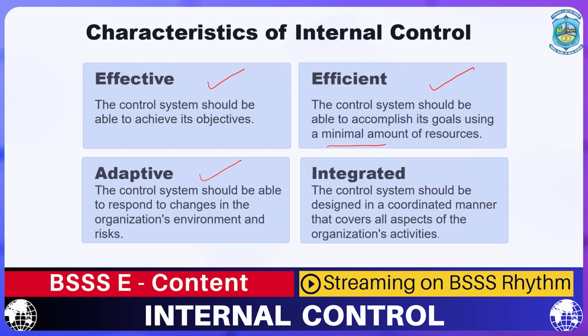Adaptive: the control system should be able to respond to changes in the organization's environment and risk. As we are living in an environment, and the environment is dynamic, we have to make changes in our working style accordingly. Integrated: the control system should be designed in a coordinated manner that covers all aspects of the organizational activities.